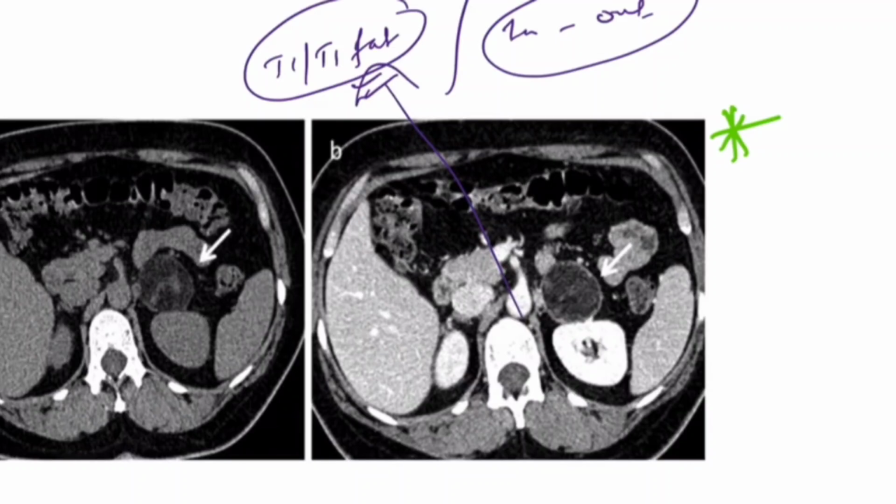So in the next part of this video, we'll discuss the rest of the pathologies, like pheochromocytoma, adrenal cortical carcinoma, and metastasis.